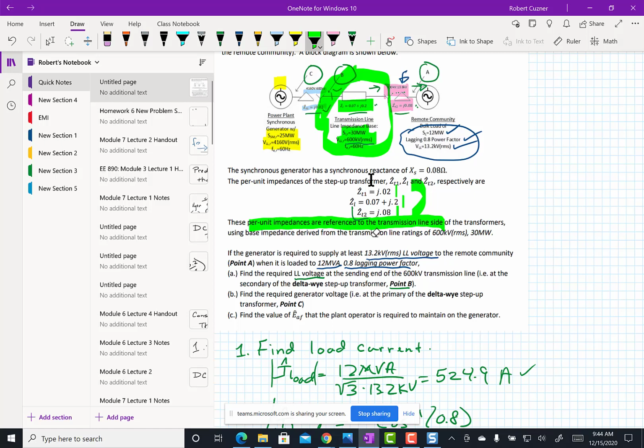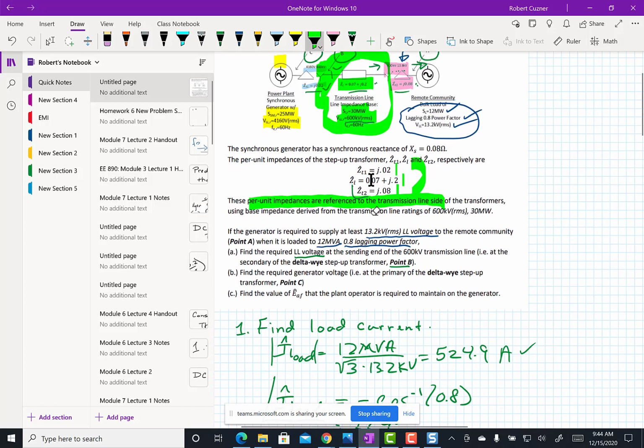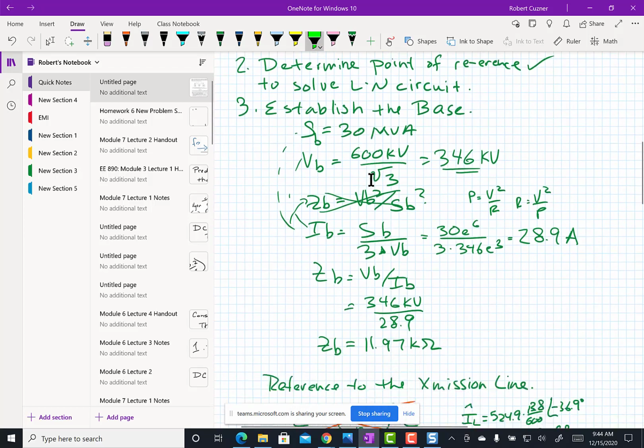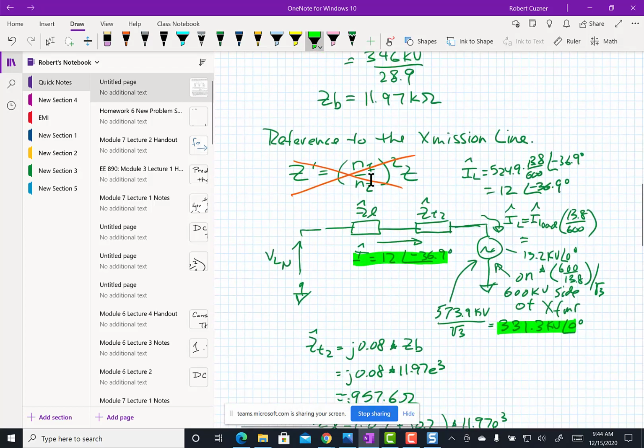Does it make sense? 600 kV. It should be somewhere around there, and you're going to expect it to be higher because something had to be boosted up at the other end to even get 13.2 kV at the load end. Does that make sense? Or any questions on that?